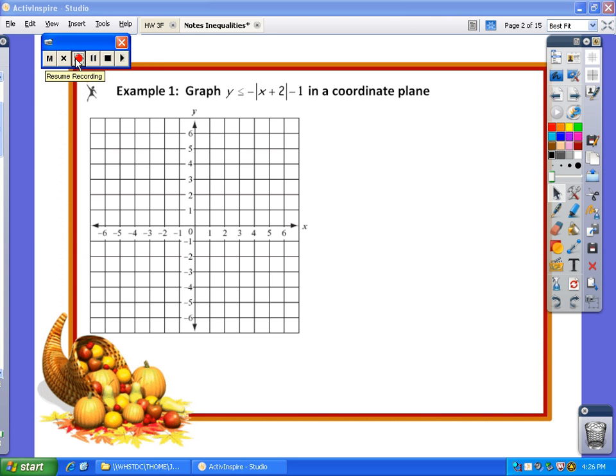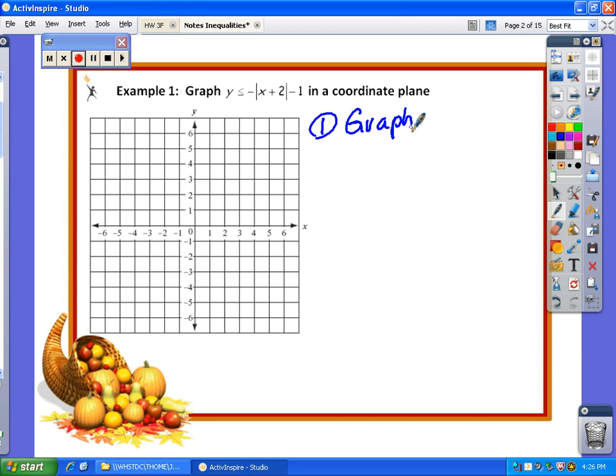We're going to graph inequalities. So here we start off, the very first thing you always do is graph, in this case, the absolute value. So we're going to treat this like it was an equals. Alright, so our vertex is -2, -1, and A is -1, which we can treat as slope.